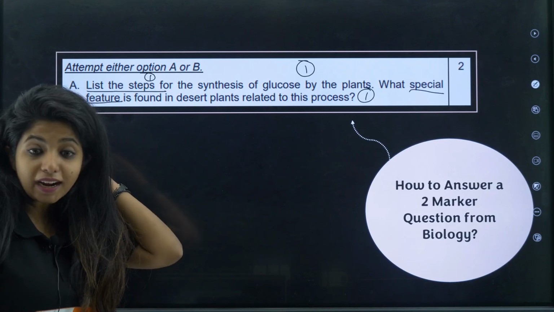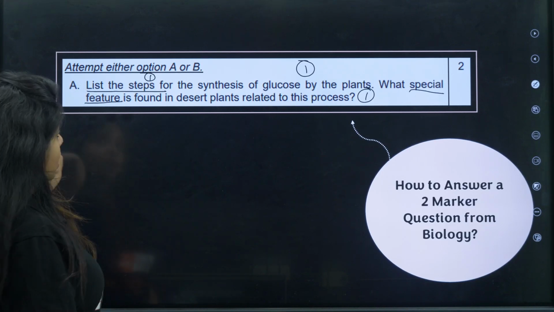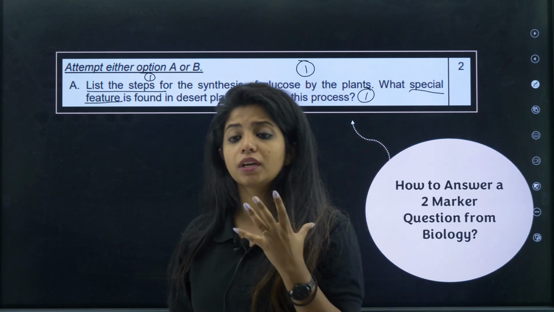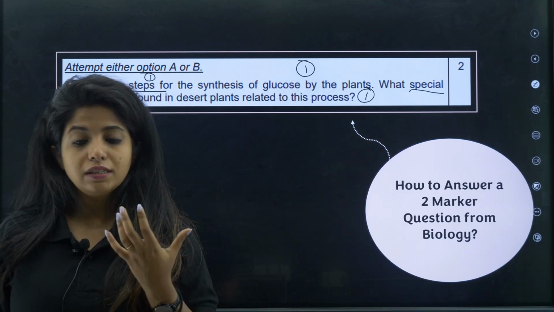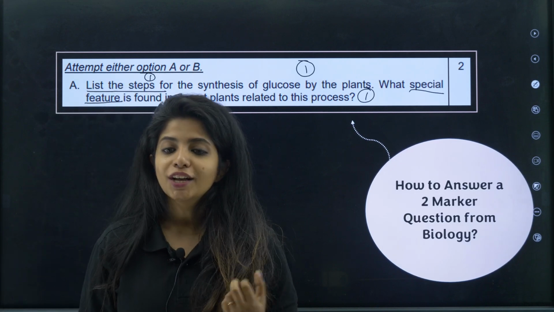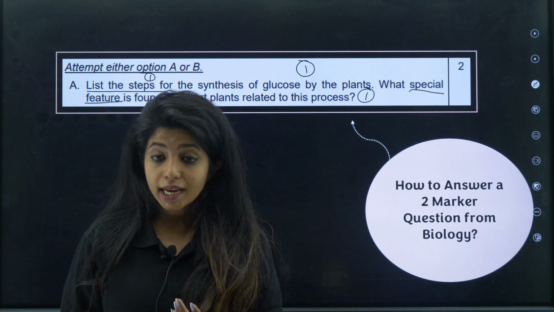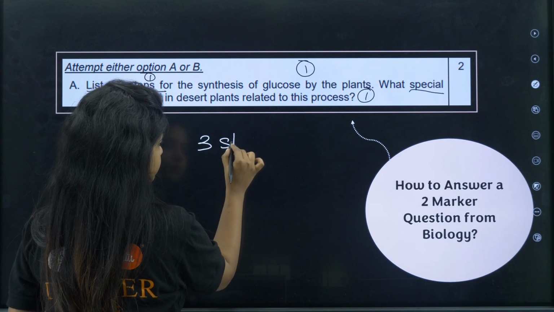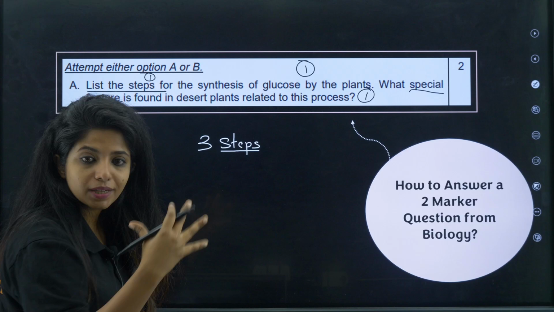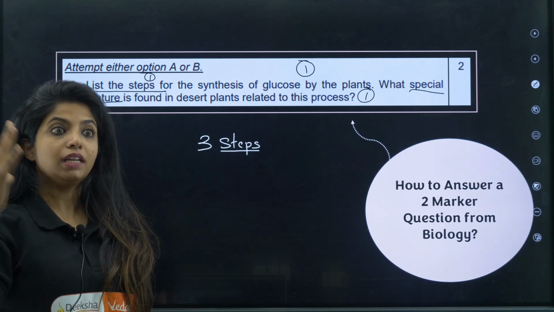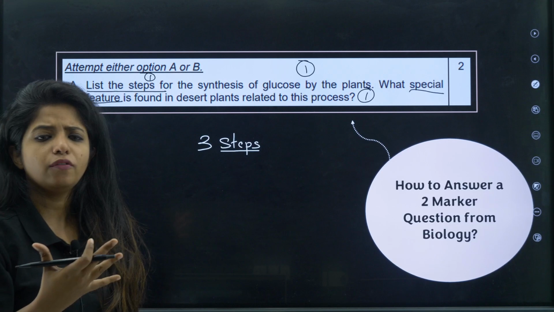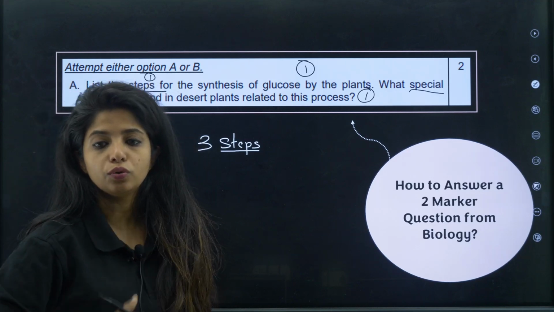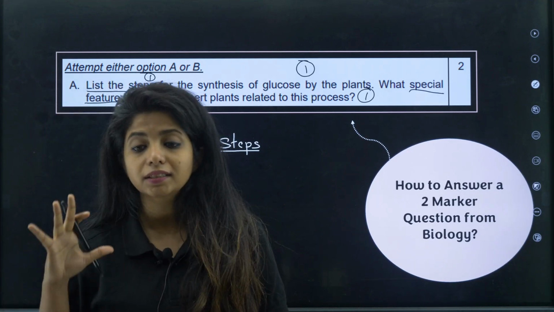Now here I want you to put your attention. They have asked, list the steps for the synthesis of glucose. That means they are asking you the steps involved in the process of photosynthesis, because photosynthesis is the process where you get glucose as an end product. Now, in your NCERT, they have given you 3 steps. First is absorption of sunlight. Second is basically conversion of light energy to chemical energy or breakdown of H2O into hydrogen and oxygen. And the third thing is basically reduction of CO2 to carbohydrates. These are the 3 steps that is given.